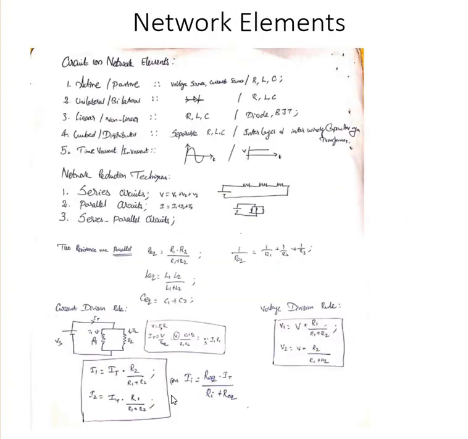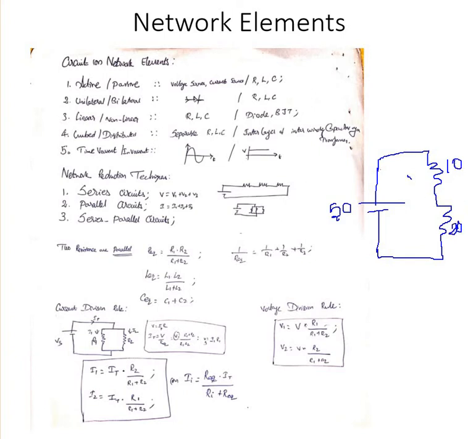The next thing I will teach you about is the current division rule and voltage division rule. What are the current division rule and voltage division rule? I want to teach you. See here, I will draw one simple circuit: a source followed by resistance 1 and resistance 2, connected together. The source is 50 volts, and the resistance values are 10 ohm and 20 ohm.